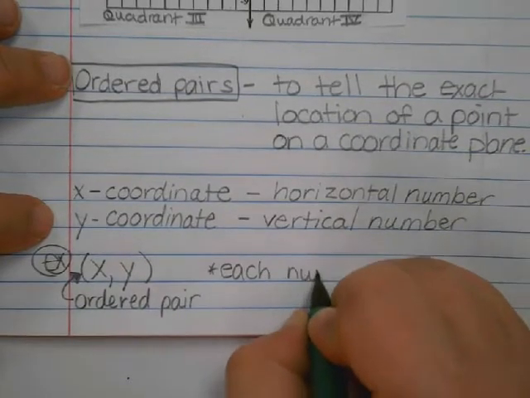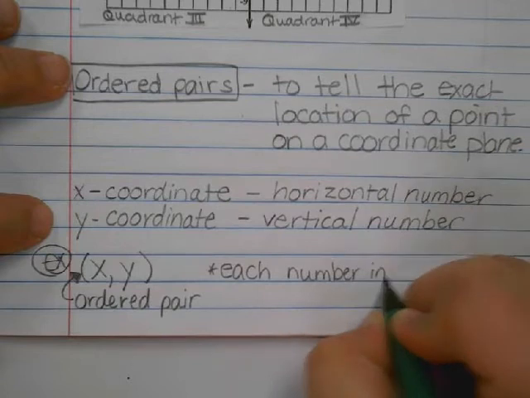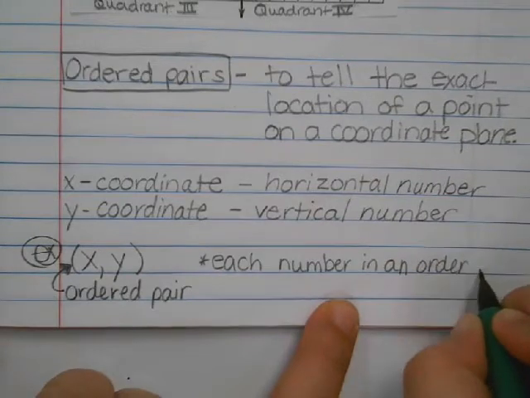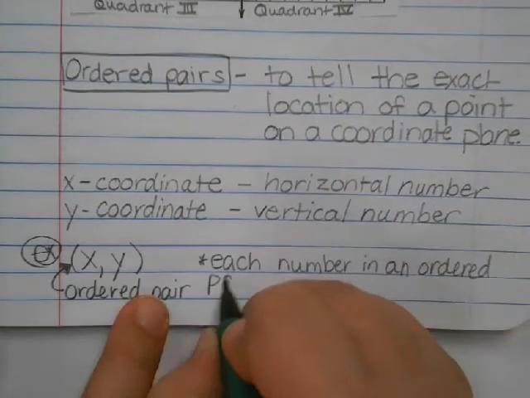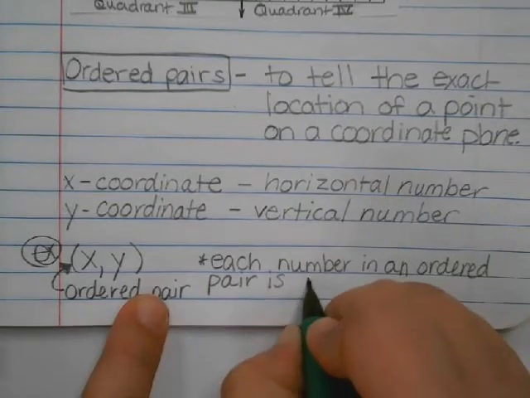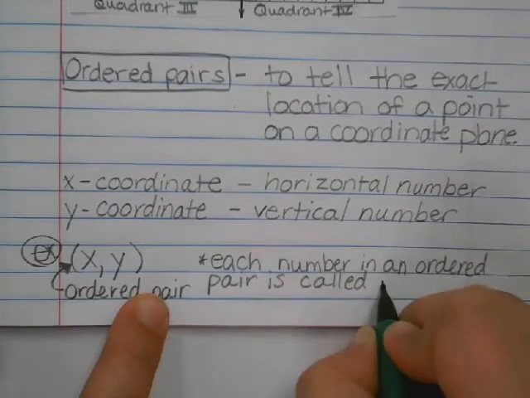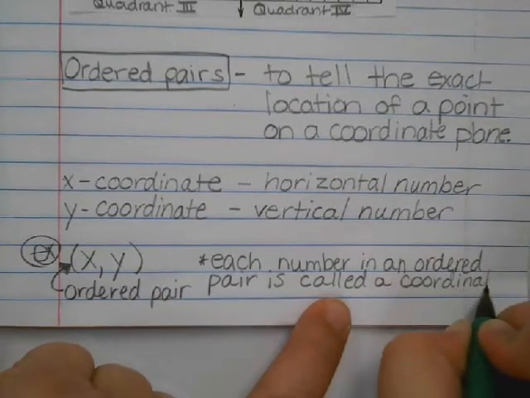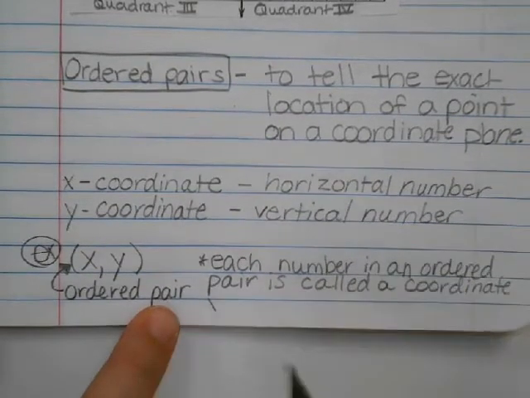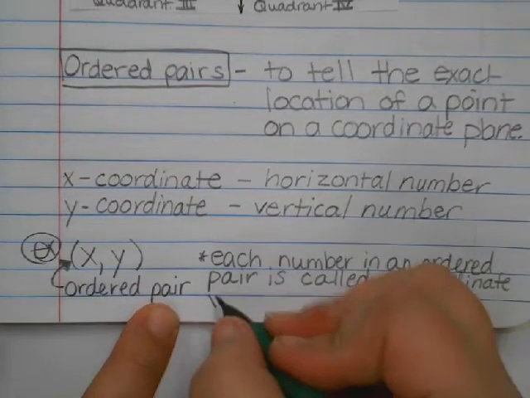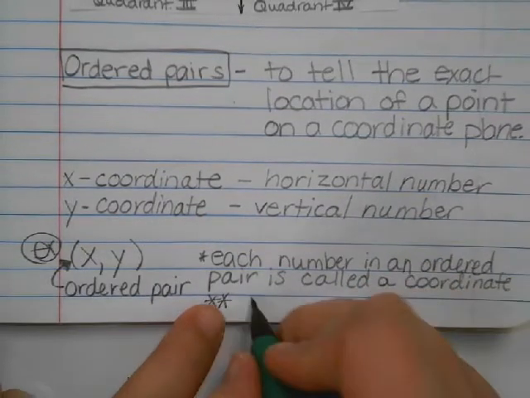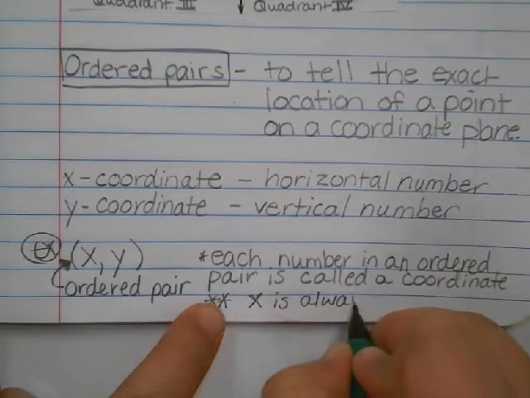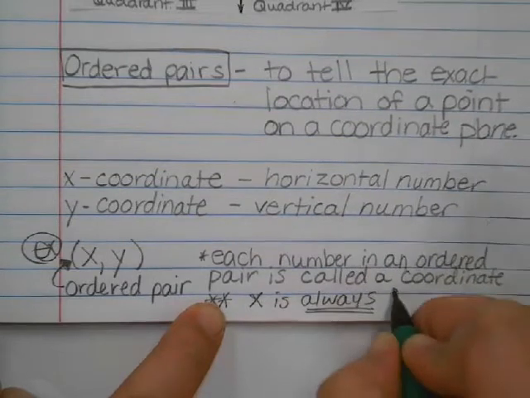Each number in an ordered pair is called a coordinate. And the most important thing for you to remember is that X is always first.